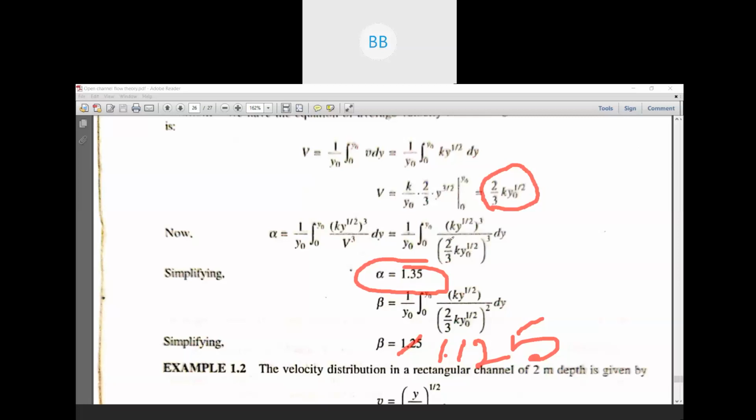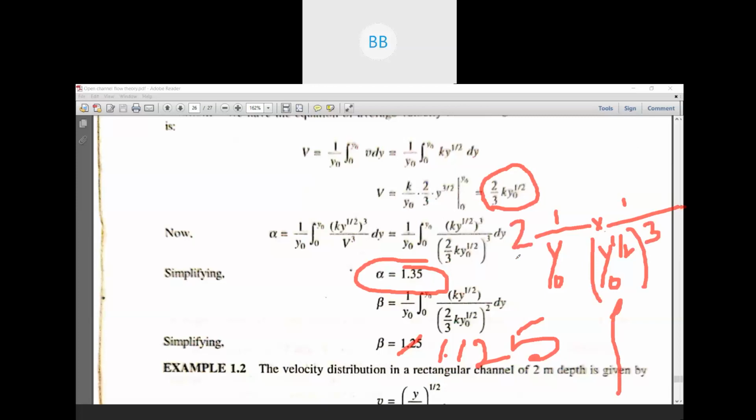Then you do the integration part. This is your y and this is y naught. Y naught is your constant, so you bring it out. 1 by y naught is already there, multiplied by 1 by y naught to the power half, and then you have the cube also. 2 by 3 is also your constant, so you bring it out: 2 by 3 multiplied by 1 by y naught, multiplied by 1 by y naught to the power half, and then you have the cube.